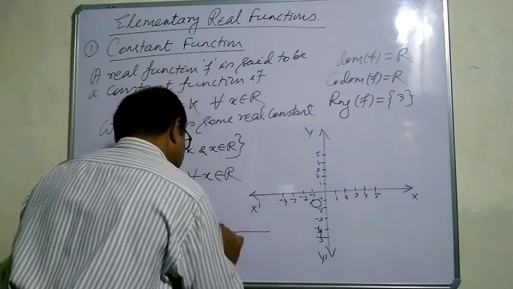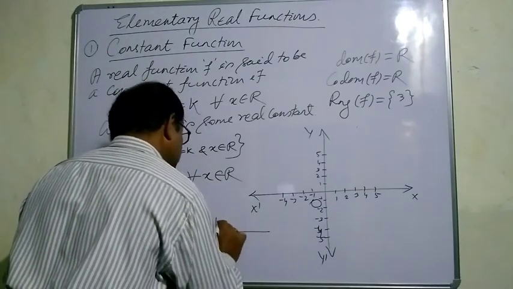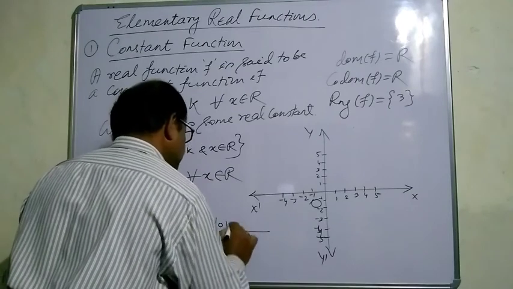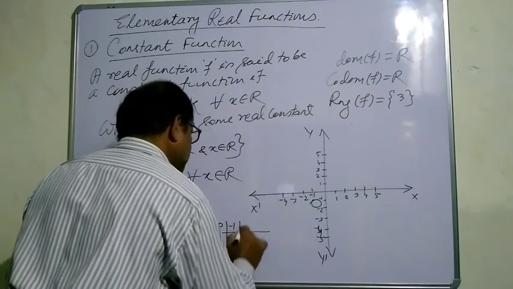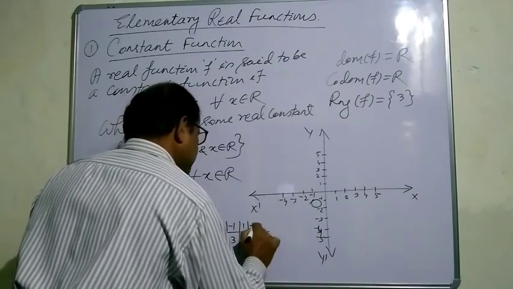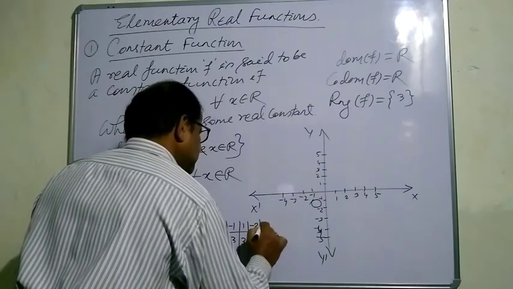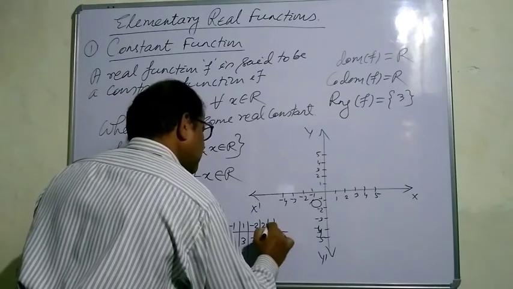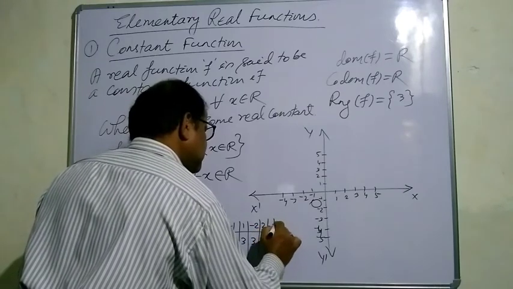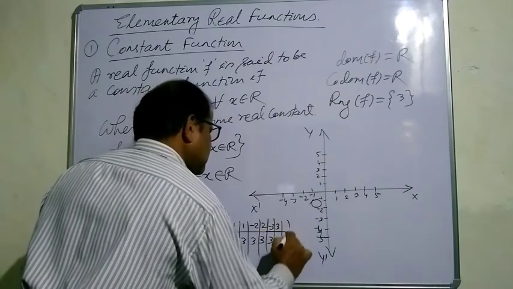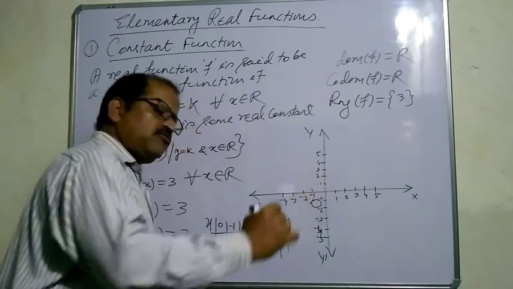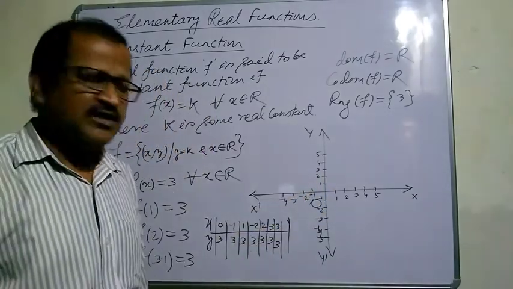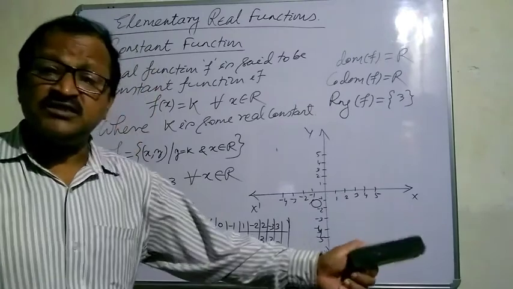Suppose I take x, it is y. 0 means it is 3. -1, it is also 3. 1, it is 3. -2, it is 3. 2, it is also 3. -3, it is 3. 3, it is 3. Whatever value you may give to x, the value of y is always 3.